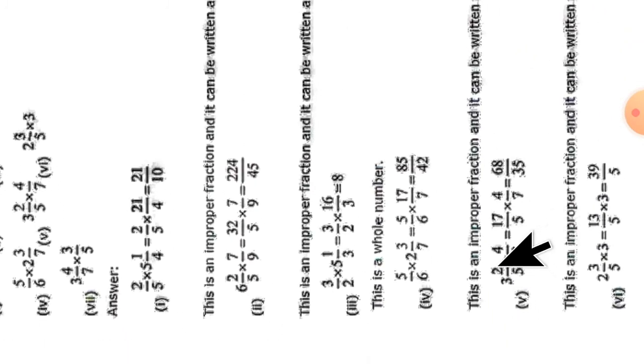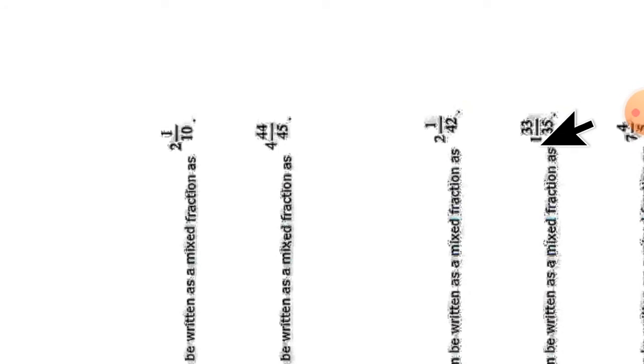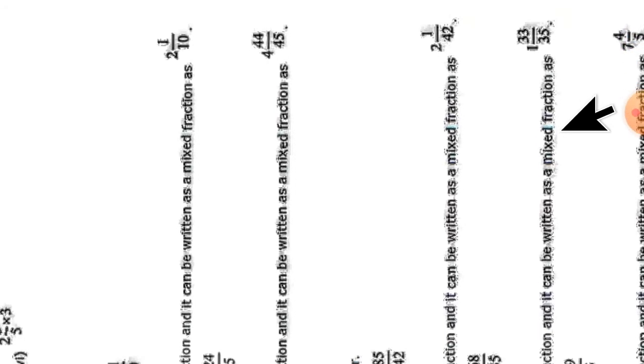Next one, 3 integer 2 upon 5 into 4 upon 7 equals 5 3s are 15, 15 plus 2, 17, equals 17 upon 5 into 4 upon 7. 17 4s are 68 upon 7 5s are 35. Again this is an improper fraction. Divide 68 by 35, you will get 1 integer 33 upon 35.